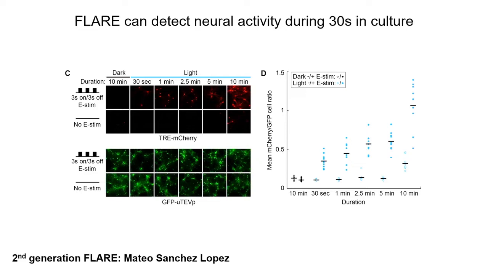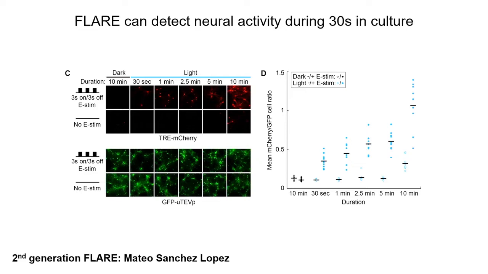And we're really excited about this because the first generation required, at a minimum, 10 minutes in order to even begin to see any TRE-mCherry activation. So we've gone from 10 minutes down to 30 seconds. So this is in cultured neurons. We want to make sure we maintain this high efficiency in vivo.